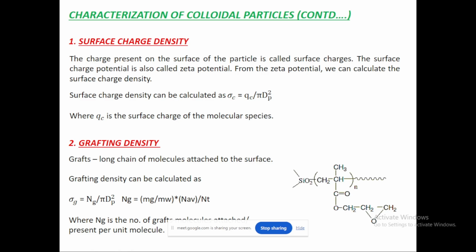There is some specific requirement for using a graft, for attaching a graft onto the surface of a colloidal particle. So can anyone tell me what could be the reason for doing this functionalization, or for attaching a graft to this colloidal particle system? Any idea? Yes, any idea on why we use grafts for materials, or why we do grafting as such?